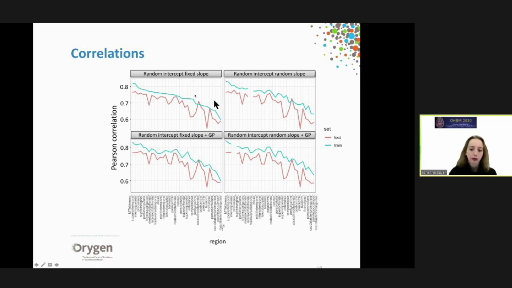You see here the 4 models, and then M thickness, average cortical thickness, has the highest correlation. So for the training set in this model gives kind of the order of the models, of the regions, and you see that average cortical thickness has the highest correlation, and then it drops for other regions. You also see that it generally is lower in the test set. And the difference between the 4 models here was that this model, the random intercept fixed slope model, or the easiest one, performed worse, and this model performed best.